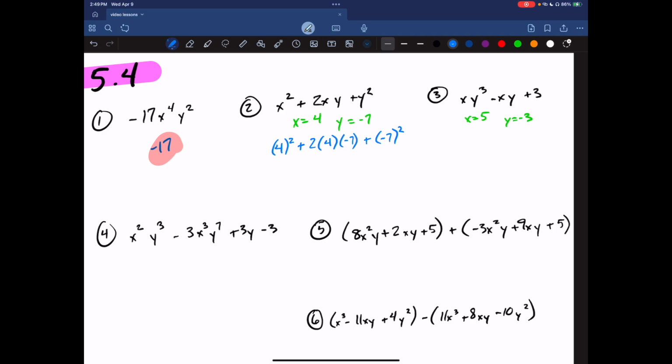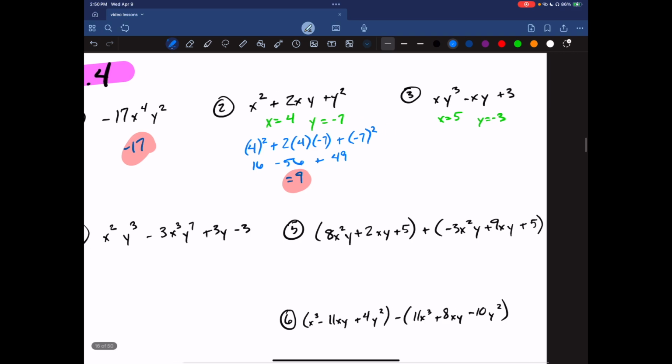So be careful with that and just go ahead and get in the habit of anytime you plug something in, plug it into parentheses first. And then if in the next step or two you get rid of the parentheses, it's not a big deal. But you always want to err on the side of caution because you don't want to make careless mistakes. 4 squared is 16. 2 times 4 is 8, times negative 7 is negative 56. And the negative is going to be squared because it's in parentheses, and that's going to be plus 49. So when you crunch all that up, 16 minus 56 plus 49, you can do it all at once or in pieces if you're doing it by hand. That's going to equal 9.